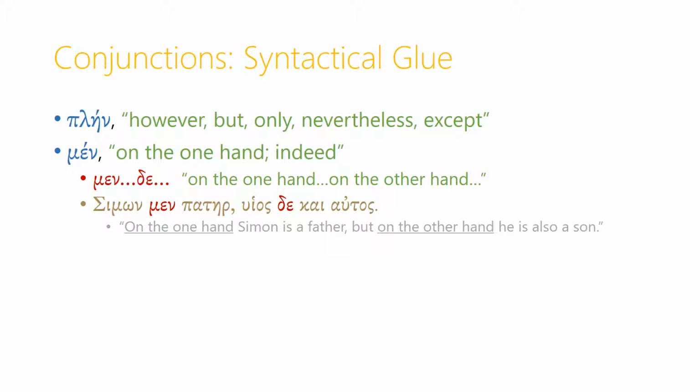Now what men and de do when they're used together like this is to hold up two alternatives. And usually we translate this by using on the one hand to introduce the men clause, and on the other hand to introduce the de clause. So Simon men pater, on the one hand, Simon is a father, huios de kai autos, but on the other hand, he is also a son, huios kai autos. And just notice there that I used kai in its less common sense of also.